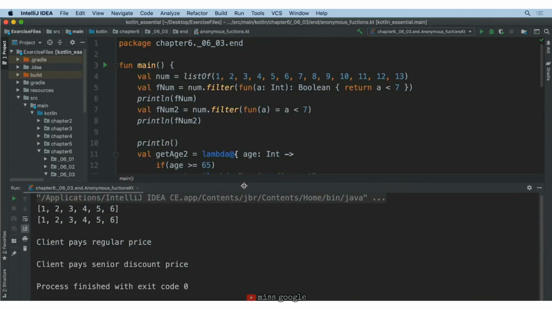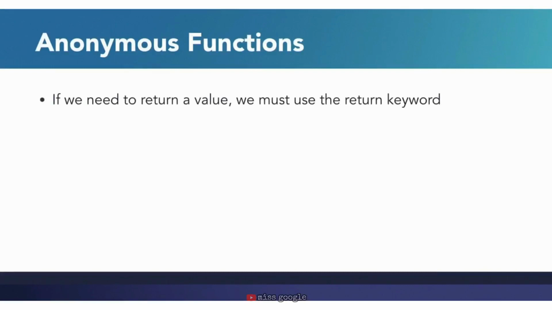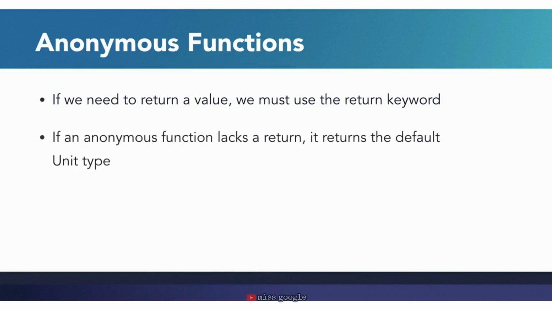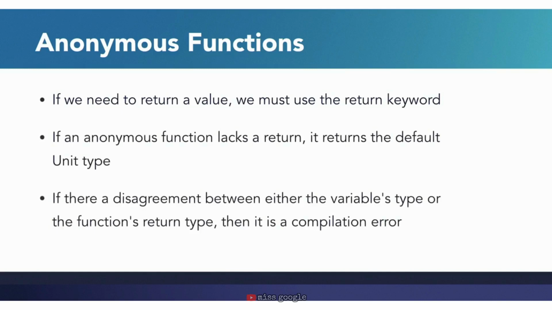Okay, we can see both the regular and shortened anonymous functions produce the same results, and we get similar results from using a lambda or an anonymous function for multiple returns. So with anonymous functions, we must be more explicit. If we need to return a value, we must use the return keyword. If an anonymous function lacks a return, it returns the default Unit type. If there's disagreement between either the variable's type or the function's return type, then it is a compilation error.